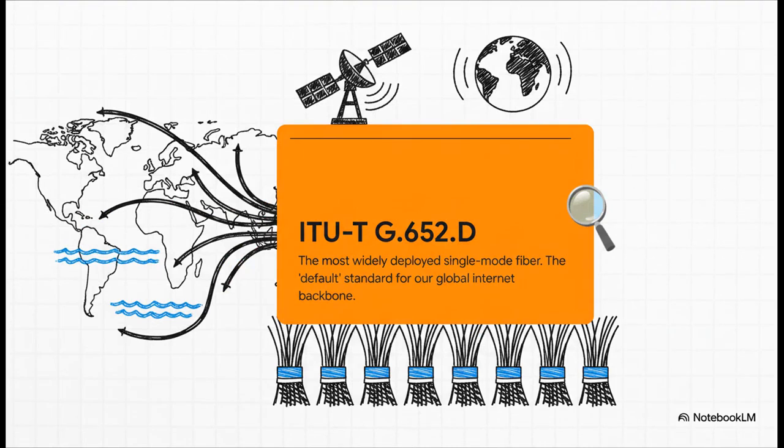But OS2 is really just a general category. The real detailed engineering standards come from the ITU, and in that world, G652.D is the undisputed global champion. This is the fiber our entire internet is built on. It's the default, the workhorse, the standard that carries our data across countries and under oceans.